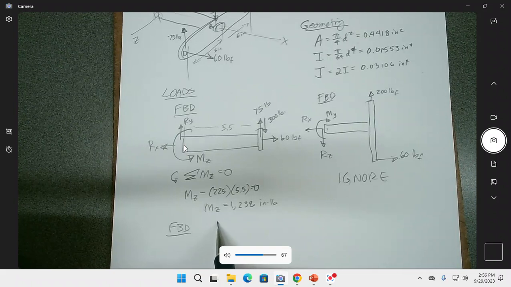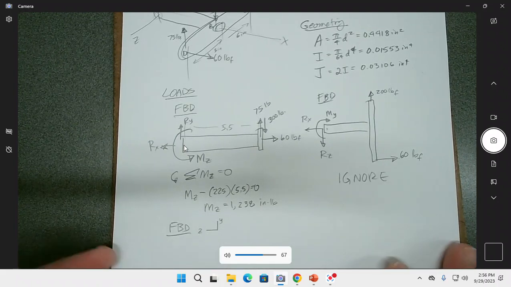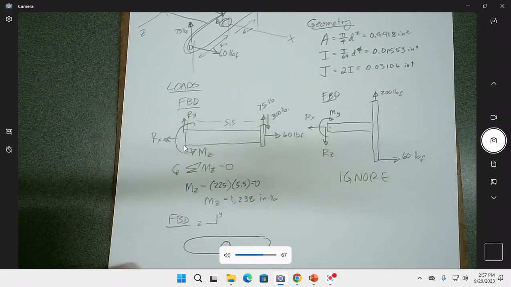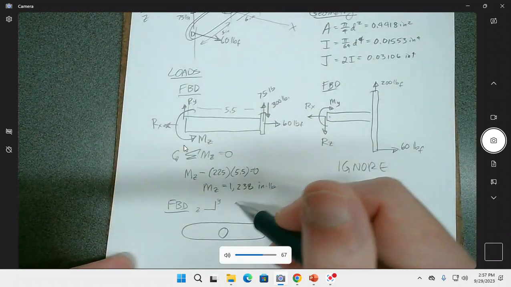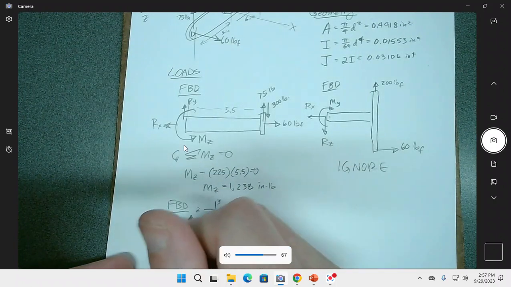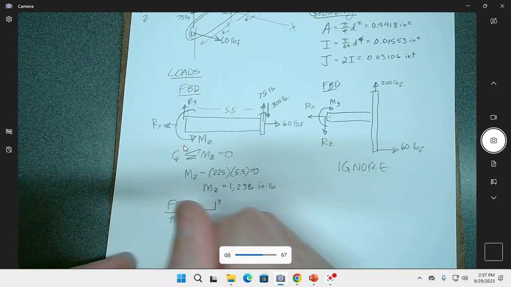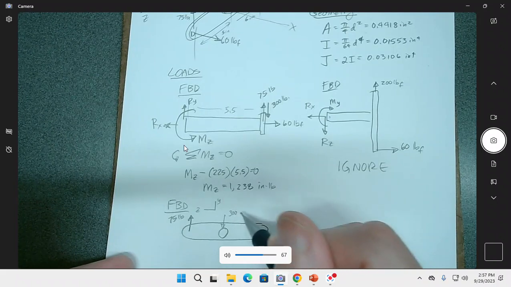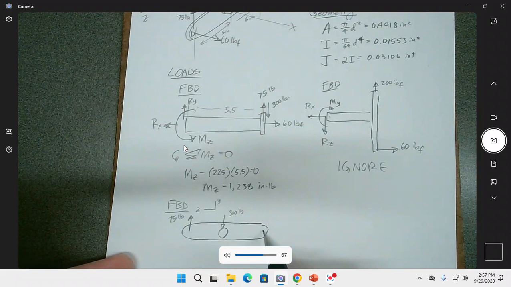And then the last FBD that we'd be looking at, we've got to look at it from the front, so that's going to be in the YZ plane, and it's going to look like this right here. And we're going to have a 75 right here. We could see the 300 right here, and we're going to have the 200 right there.